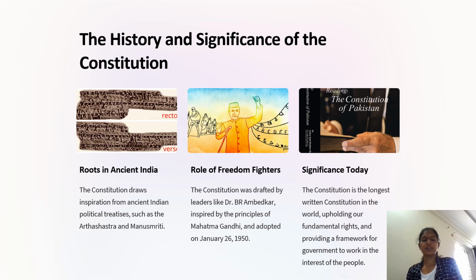Then the history and significance of the constitution. So what is the history of India and the significance? Roots in ancient India, role of freedom fighters, significance today. The constitution draws inspiration from ancient Indian political treatises such as Arthashastra and Manusmriti. The constitution was drafted by leaders like Dr. B.R. Ambedkar, inspired by the principles of Mahatma Gandhi, and adopted on January 26, 1950. The constitution is the longest written constitution in the world. So it is the written constitution upholding our fundamental rights and providing a framework for government to work in the interest of the people.